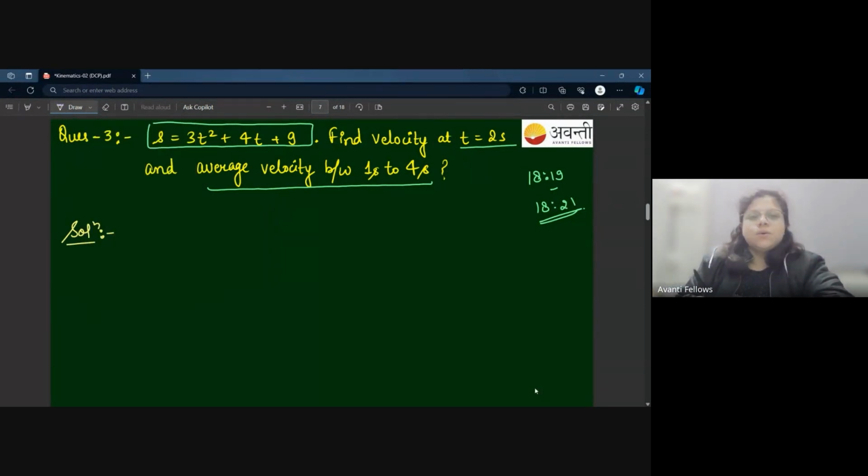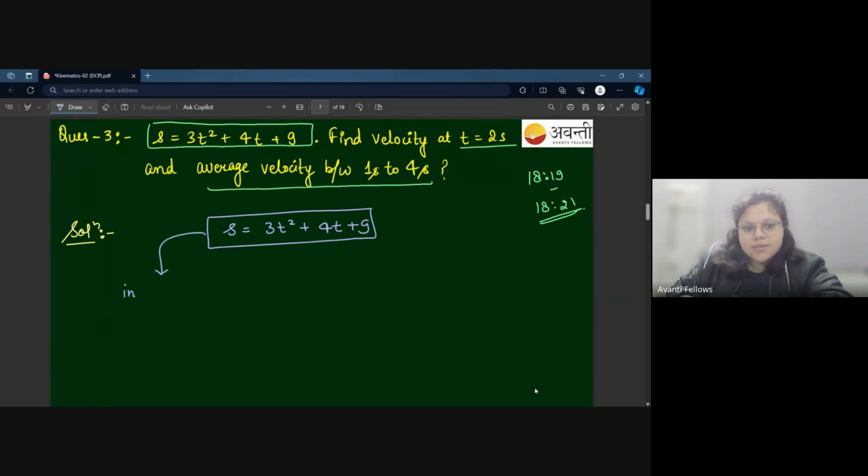Cool. So here we have S is equal to 3t square plus 4t plus 9. Right? Yes, ma'am. Okay. I need to find out the velocity at t equals 2 seconds. For that, I need to calculate the instantaneous velocity at t equal to 2 seconds. So what we will do? V is equal to ds by dt. Just differentiate the entire expression. I'm not going to write it over and over again. I will do it verbally. I differentiate this expression. It would become 6t plus 4.